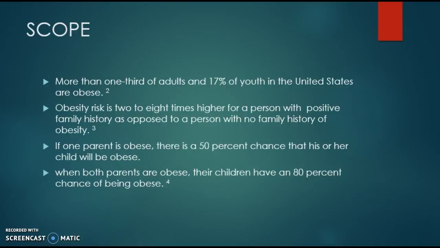More than one-third of adults and 17% of youth in the United States are obese. Obesity risk is 2 to 8 times higher for a person with a positive family history as opposed to a person with no family history of obesity. If one parent is obese, there is a 50% chance that his or her child will be obese. When both parents are obese, their children have an 80% chance of being obese.